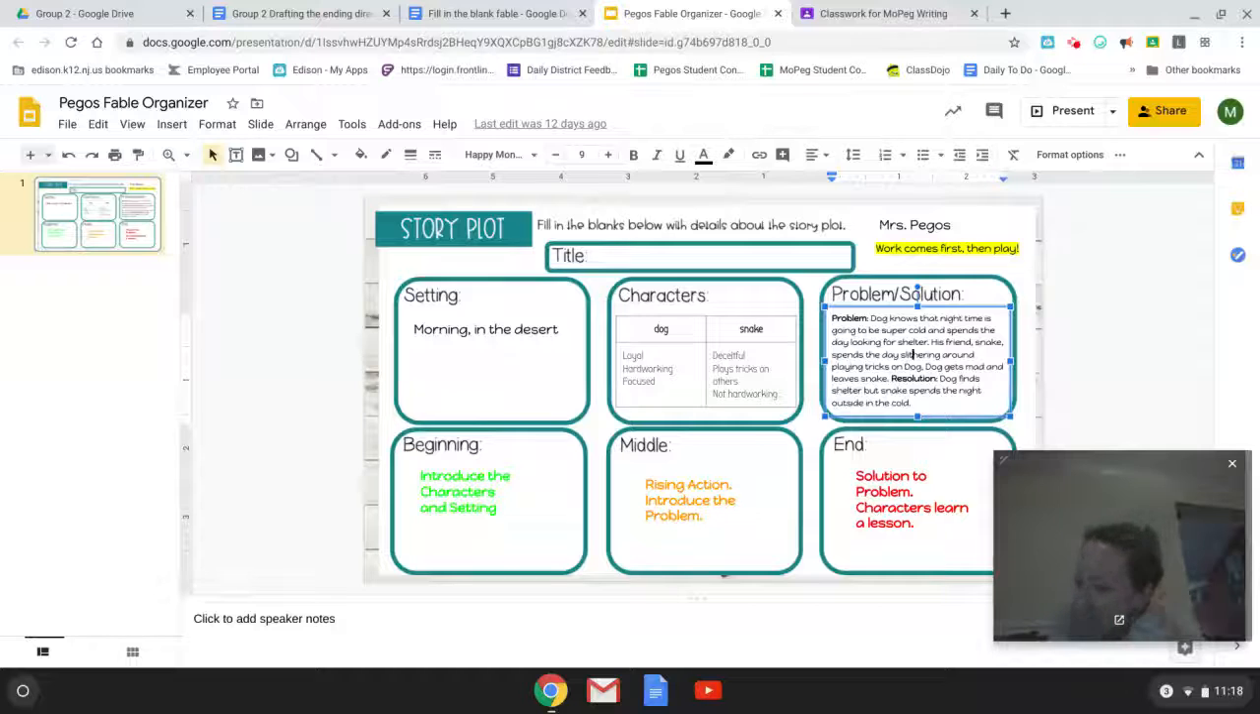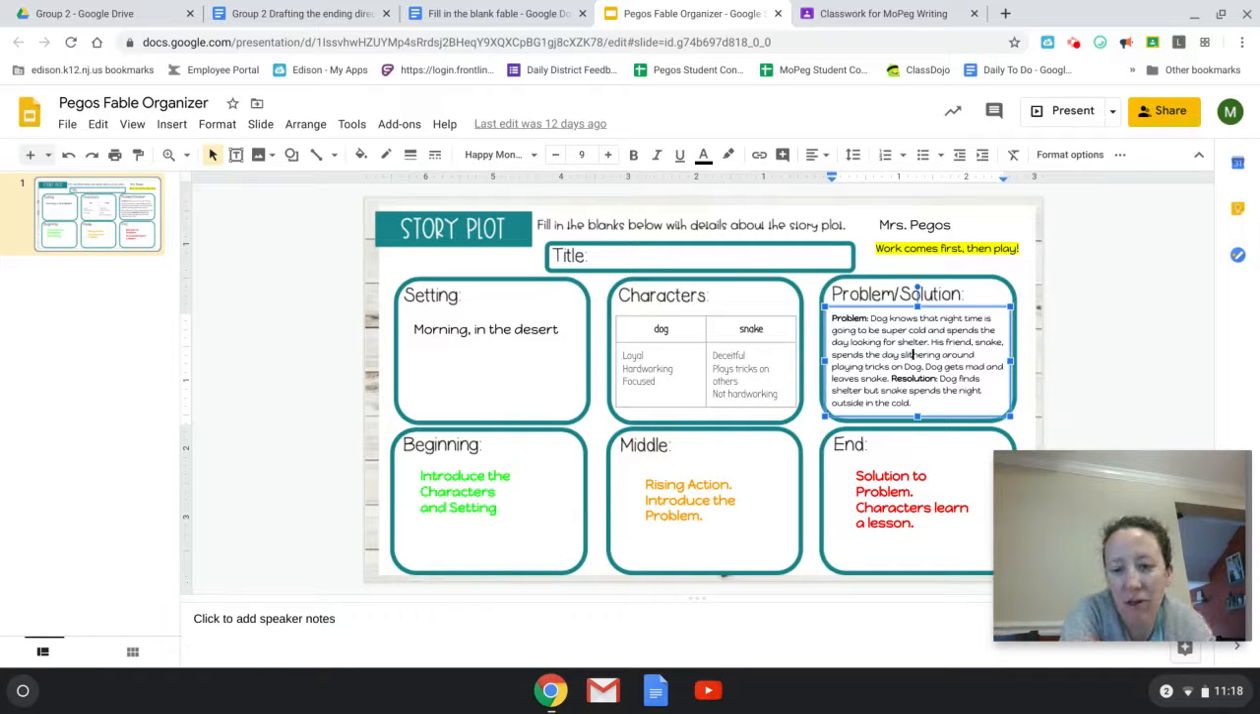Hi, good morning. All right, so today we're in our final day of drafting our ending for our fable. So the first step is that we're going to be reviewing our organizer. So first of all, my moral is work comes first, then play.